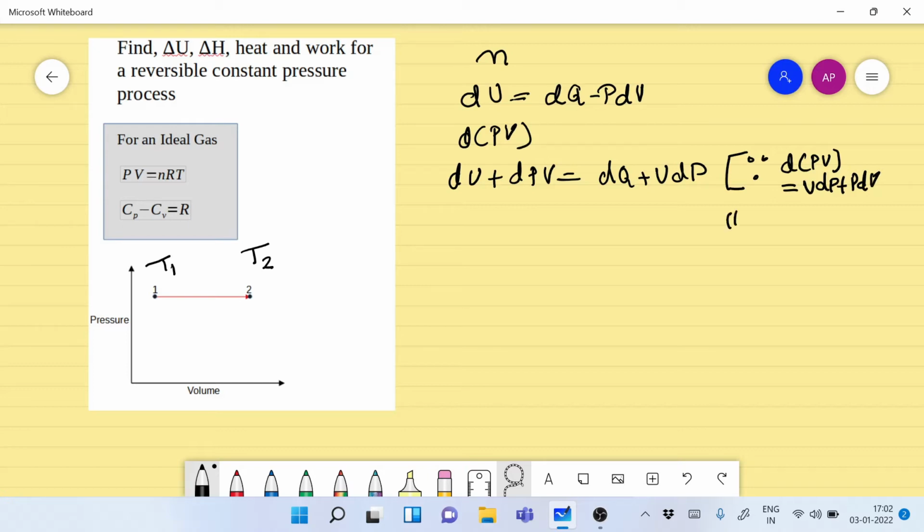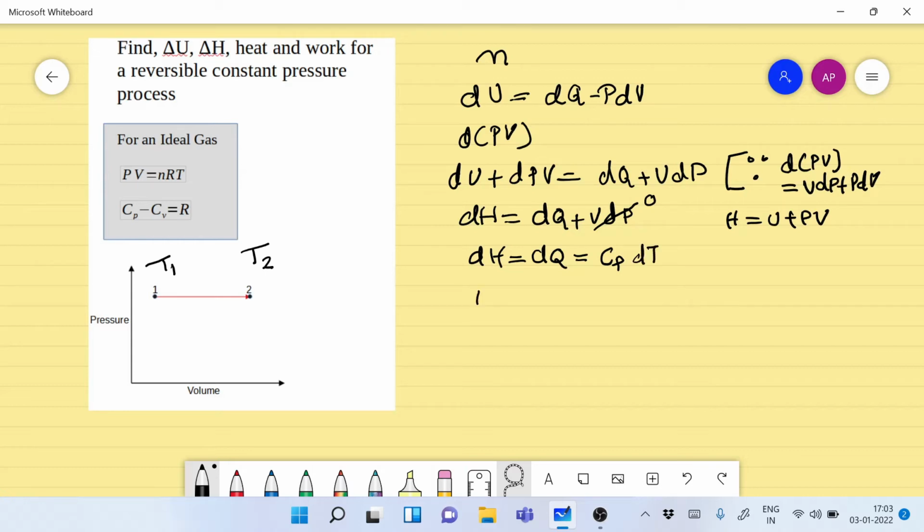We all know that H is equal to U plus PV. Therefore, we get dH is equal to dQ plus V dP. Since the process is a constant pressure process, this term is 0 and we get dH is equal to dQ. So, for a constant pressure process, the heat given is equal to the enthalpy change, and this is written as Cp, which is the heat capacity of an ideal gas at constant pressure, into dT.